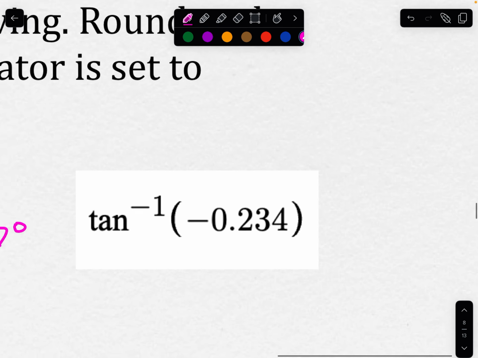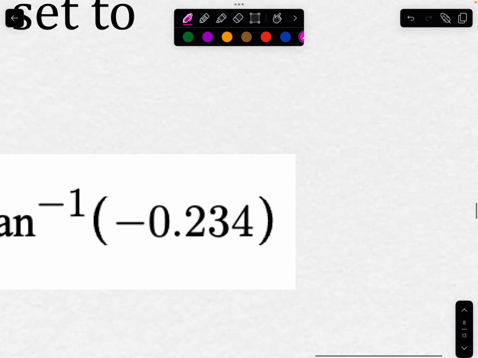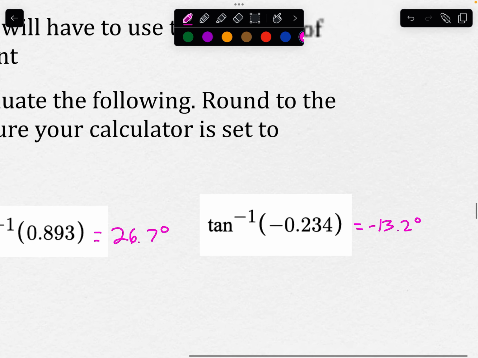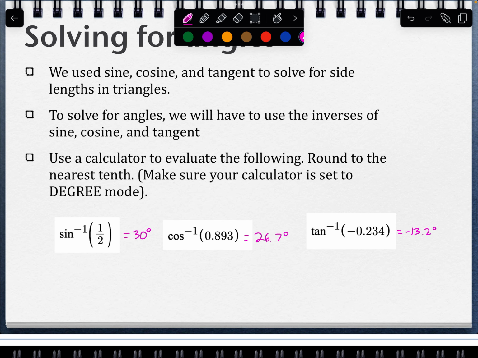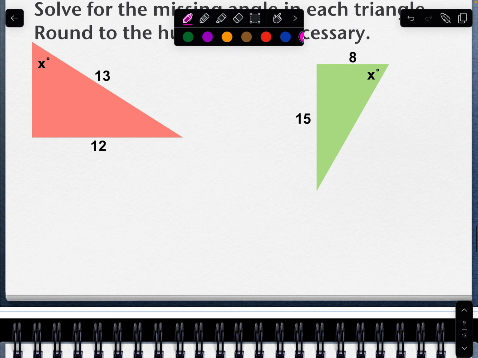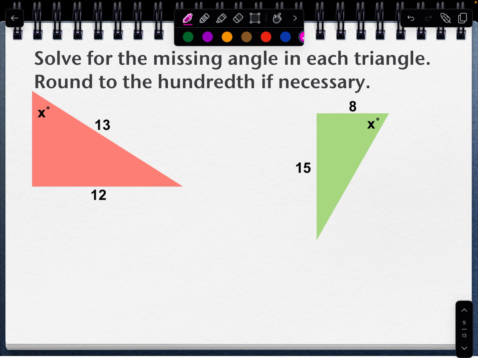Inverse tangent of -0.234 gives us a negative result, which was kind of curious, right? We'll talk more about negative angles in the next chapter. If you feel like you typed in exactly this and you didn't get the same things, again, check that your calculator is set to degree mode. That might solve the issue. So, let's finish our lesson here. Solve for the missing angle in each triangle, round to the nearest hundredth if necessary.